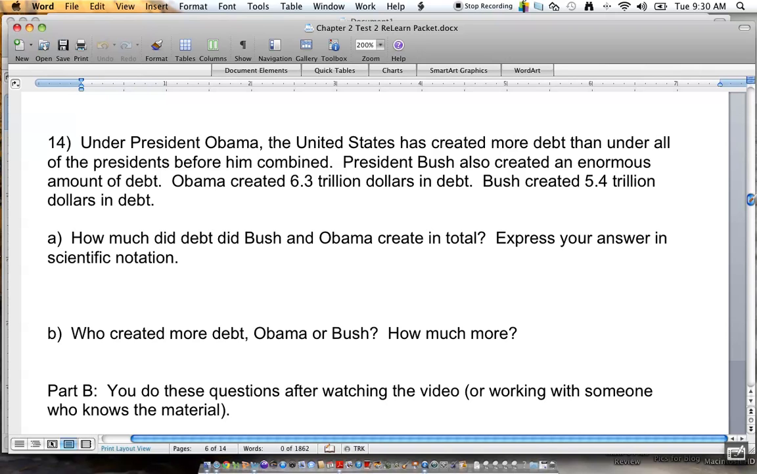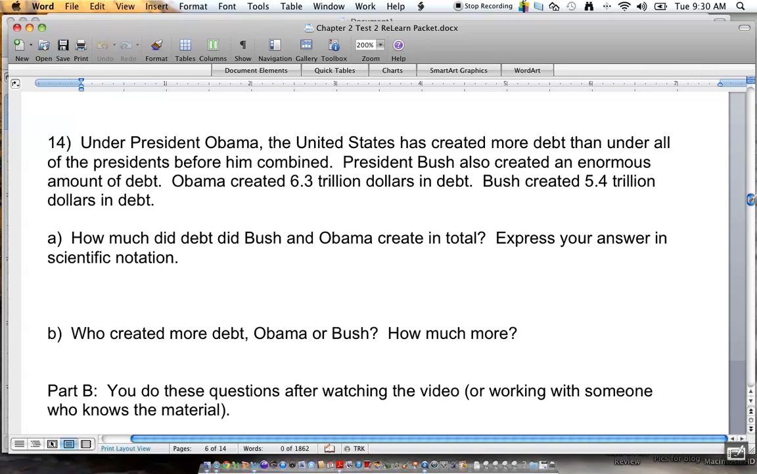And unfortunately, it's a fact that right now, all you young people, because of the debt of the government and the interest that we have to pay on the debt, every young person in the country is going to pay back $40,000 to $50,000 because of this money borrowed. That's money that could be in your pocket, but because our government is so irresponsible, they figure, what the heck, they'll just take it from you. The last 2 presidents have been awful with this. Under President Obama, the United States has created more debt than under all the presidents before him combined. President Bush also created an enormous amount of debt. Obama created $6.3 trillion in debt.